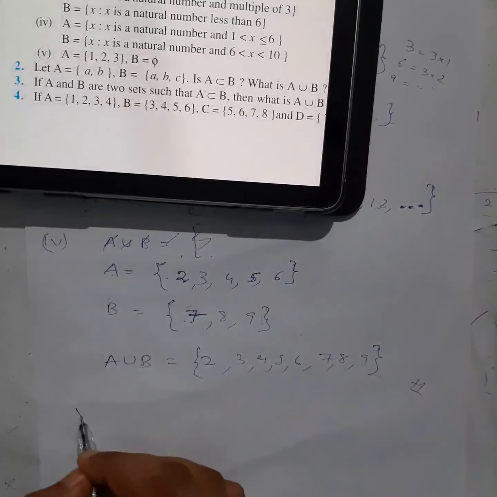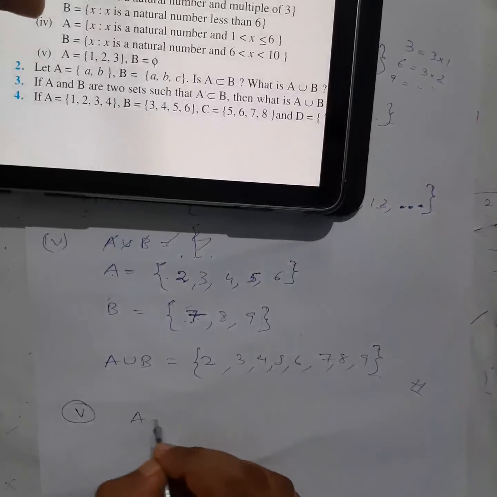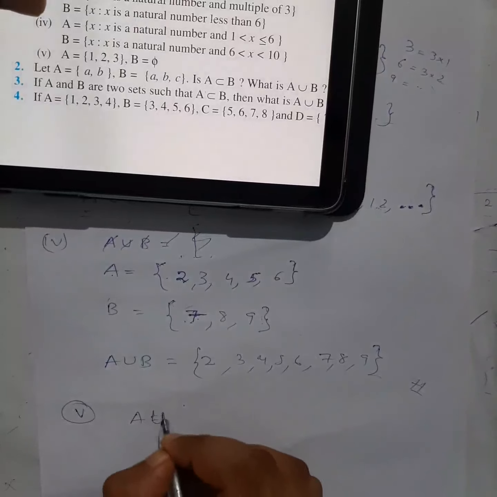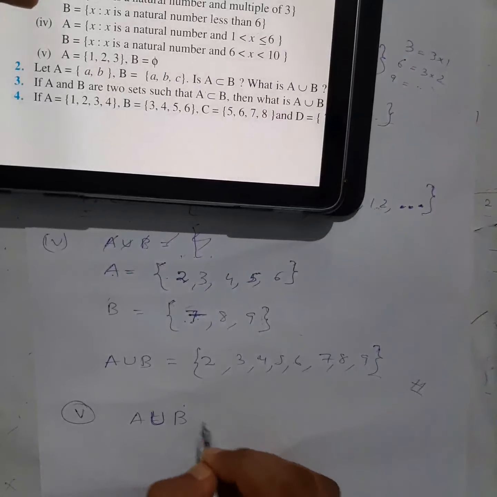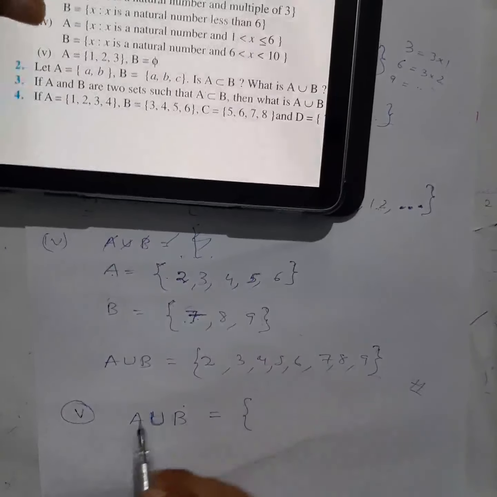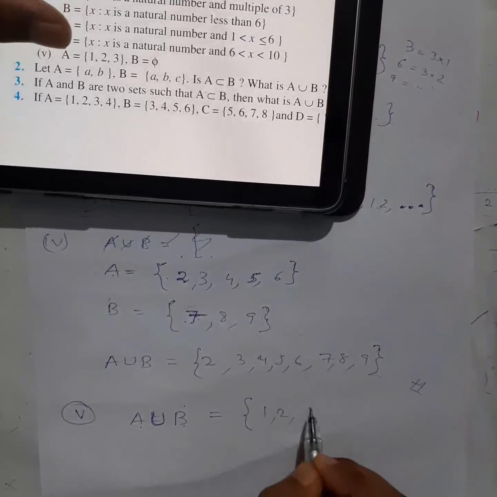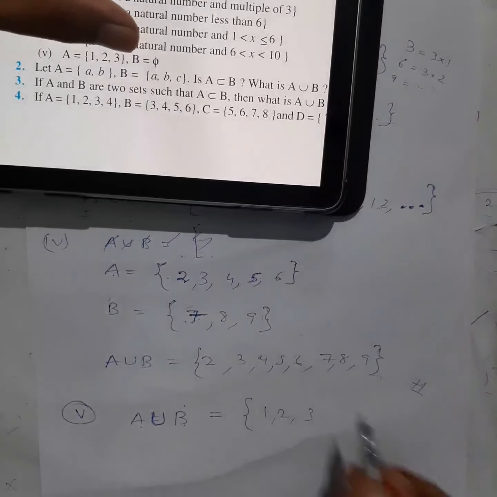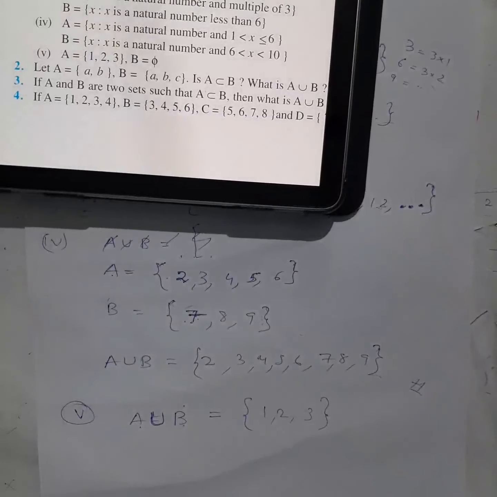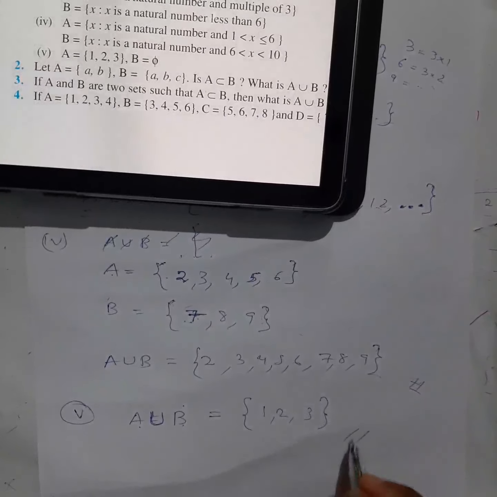Next, number 5. A is equal to 1, 2, 3. Okay, let me write down directly. A union B. Union means all elements of A as well as B. So the elements of A are 1, 2, 3. Elements of B, what is there? Nothing is there. So this will be the set. Okay.